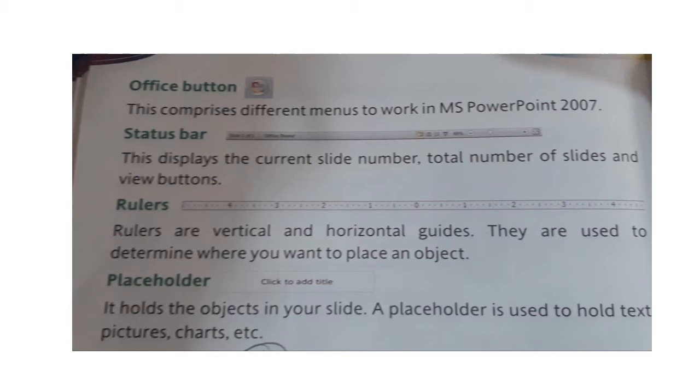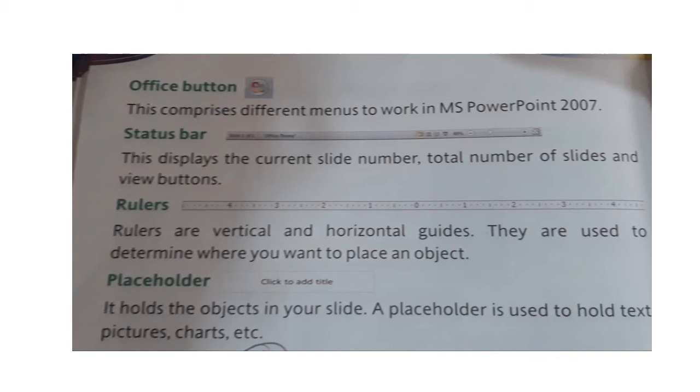Next we are having ruler. Rulers are vertical and horizontal guides. And what is the use of ruler? They are used to determine where you want to place an object.